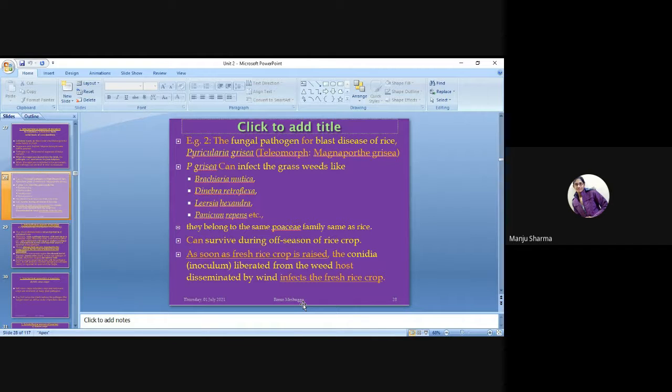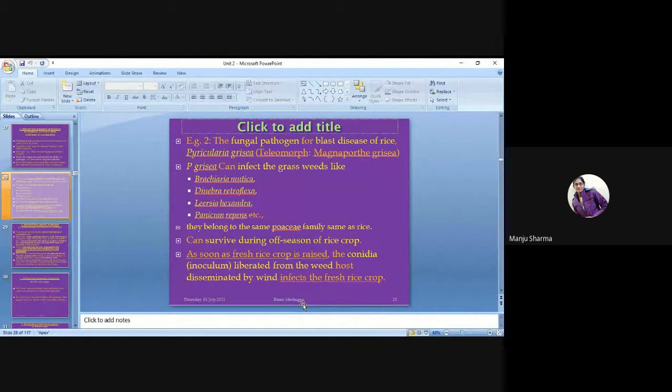The fungal pathogen for blast disease of rice, that is Pyricularia grisea, that is the teleomorph. Then Magnaporthe grisea can infect the grass weeds like Brachiaria mutica, then Dinebra, Leersia and Panicum repens. So they belong to the same Poaceae family, same as rice, and can survive during the off season of the rice crop.